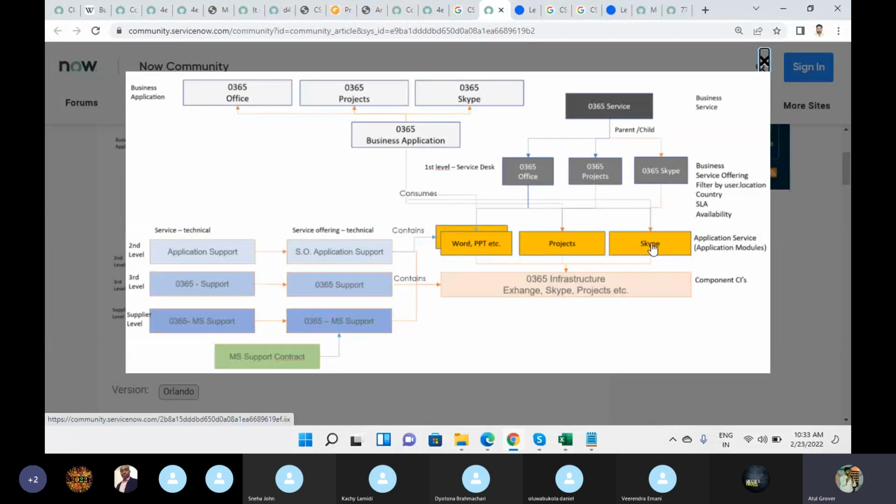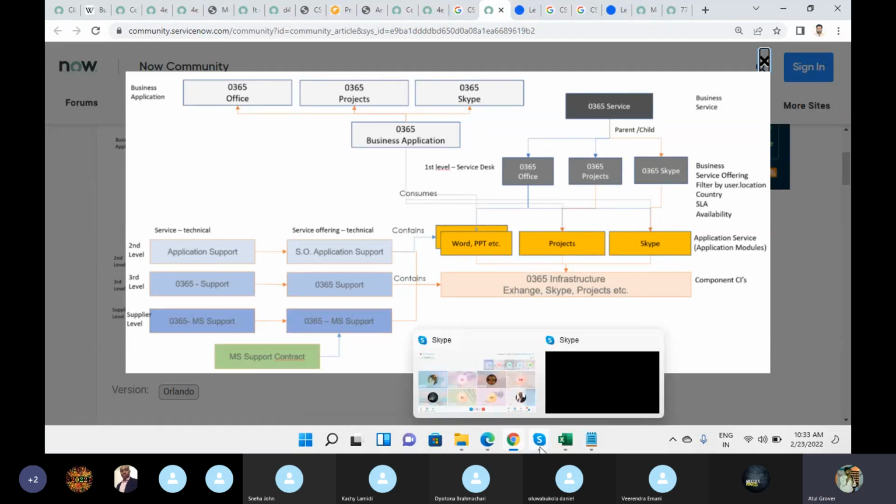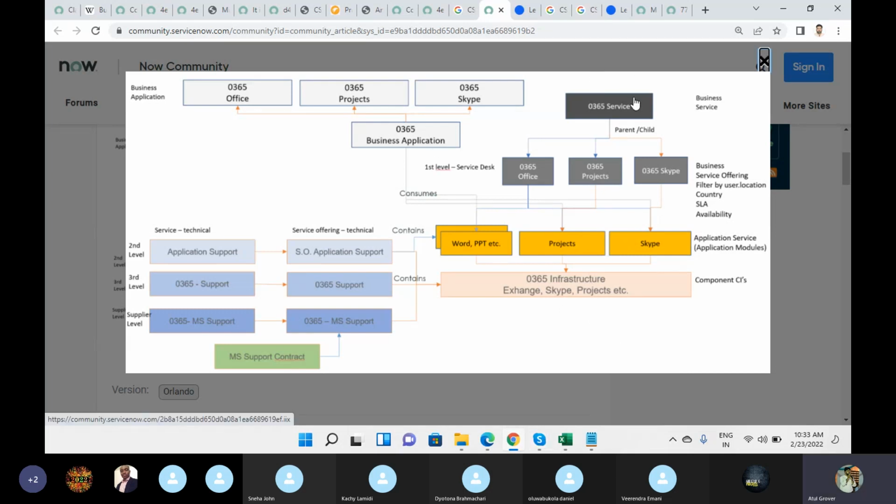This is the service you are using. You are not using the O365 Skype as a whole; you are using Skype as software. You are not using the complete Microsoft. So these areas are called the application service. On these areas, you are going to raise your incident. Clear till this point, everyone? Any doubt, any question?